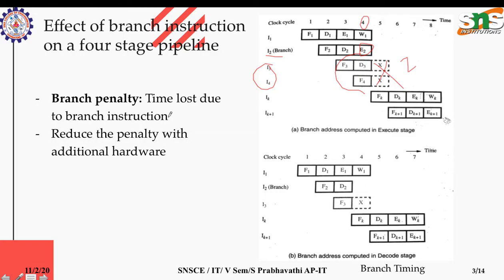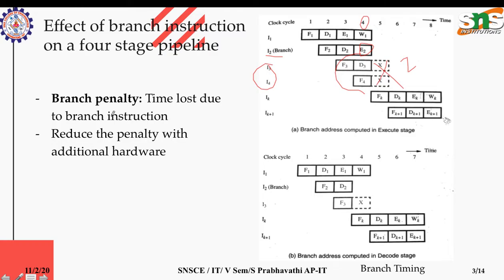And there are some terms you need to get to know. Branch penalty means the time lost due to a branch instruction. We say branch penalty instead of simply saying stall, because this stall happens because of this branch instruction. And somehow we need to reduce the branch penalty, is it not?